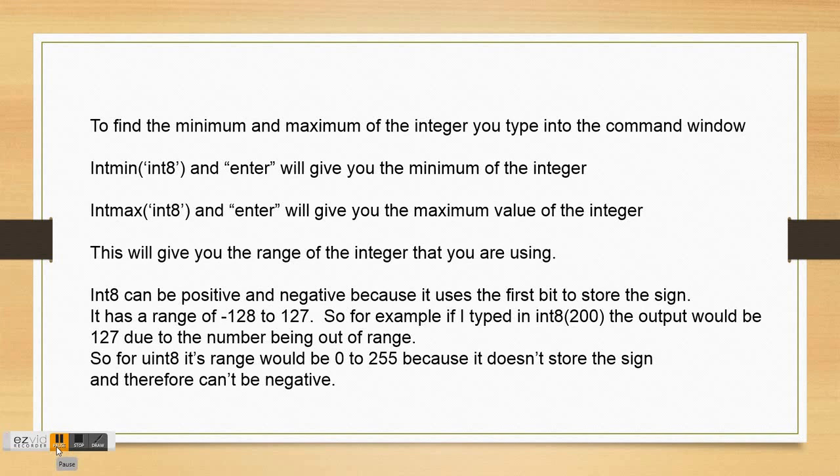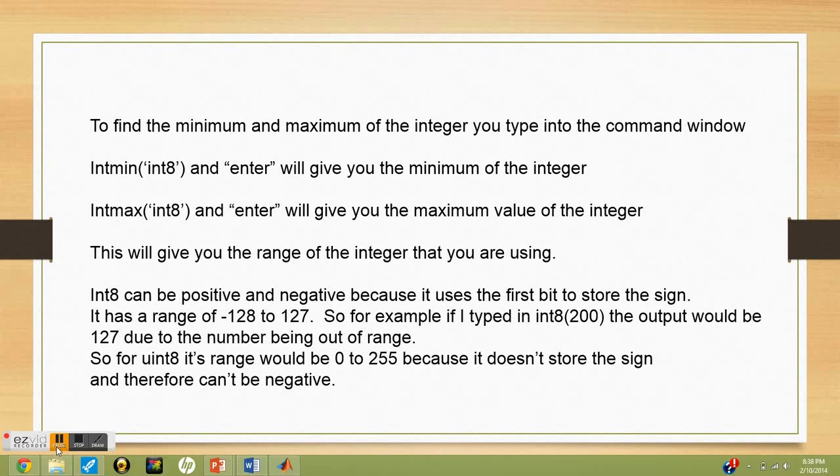To find the minimum and maximum of the integer, you type into the command window intmin parenthesis single quotation int8 single quotation parenthesis and hit enter, and it will give you the minimum value for the integer. If you do the same thing with maximum, you'll get the maximum of the integer. This gives you the range of the integer that you're using.